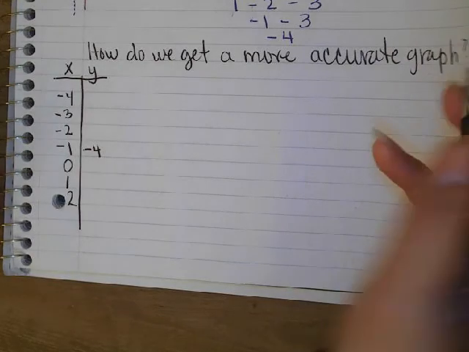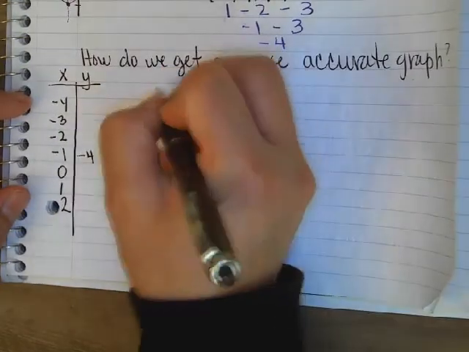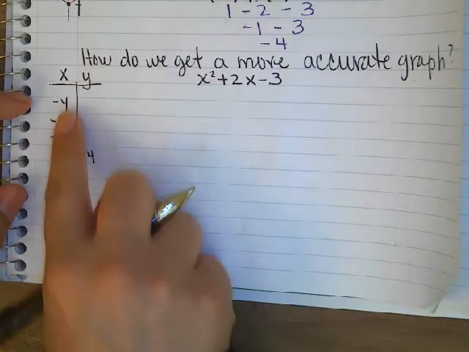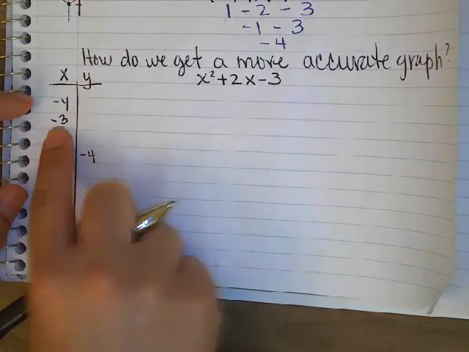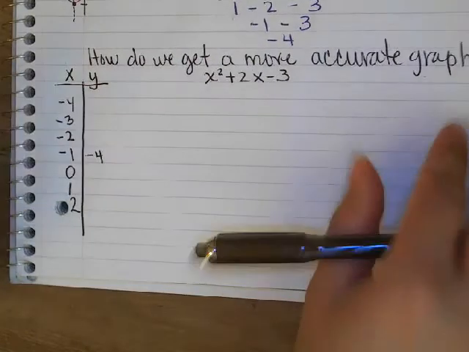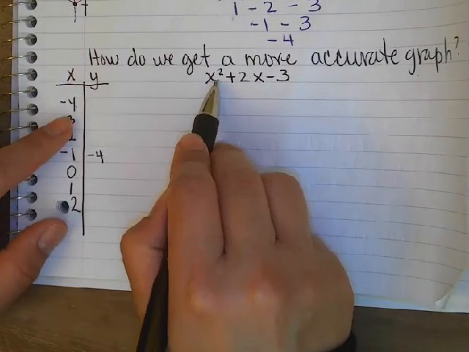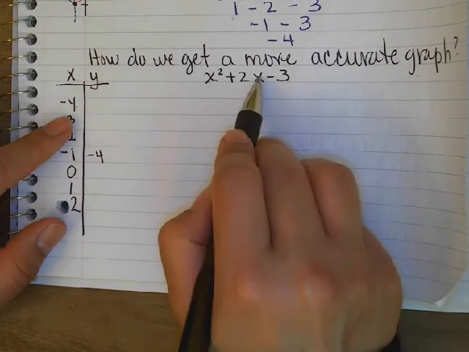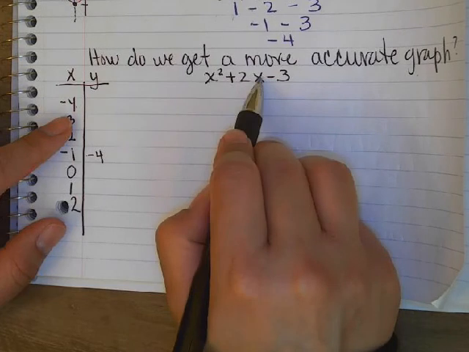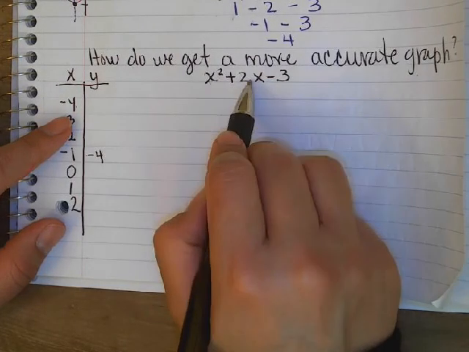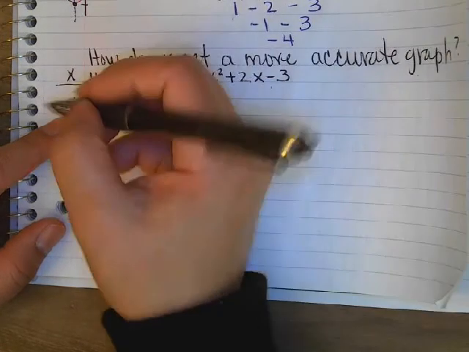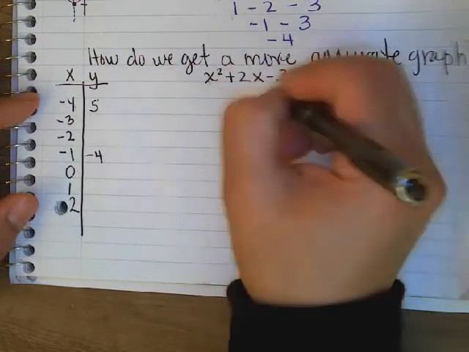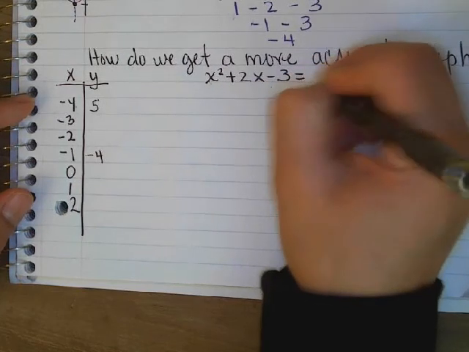So how do we get these? Here's what you do. You can do it by hand: take your equation, x squared plus 2x minus 3, and plug in these guys, solve, plug in this one, solve. Let's do one of them that way. If I plug in a negative 4 here, that's negative 4 times negative 4, that's 16. Then if I plug in the negative 4 here, 2 times negative 4 is negative 8. So now I have 16 minus 8, that's 8. Minus 3, that's a 5. I can do it that way.